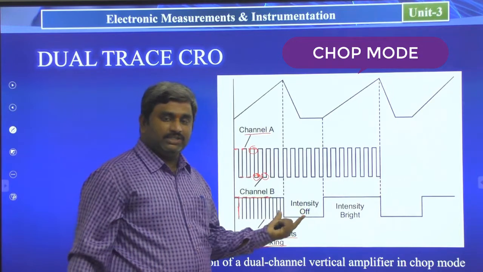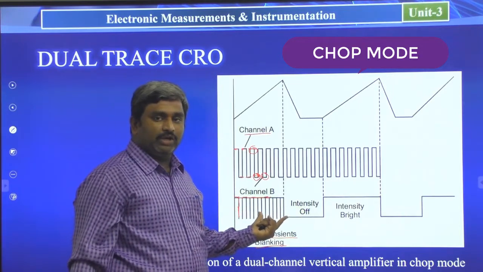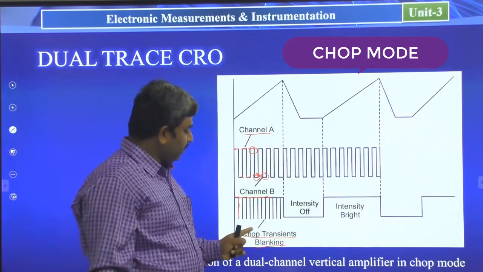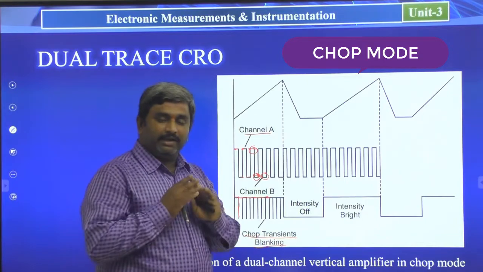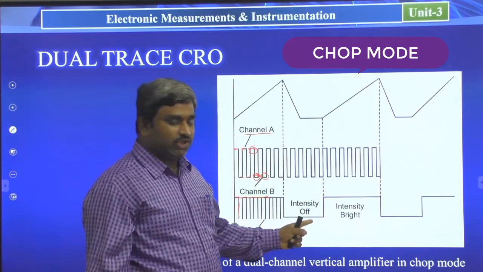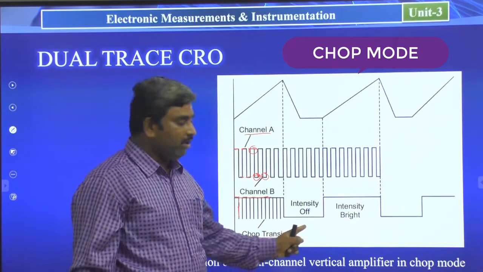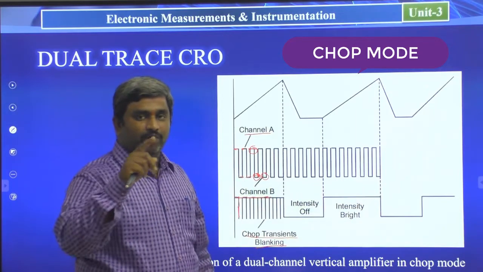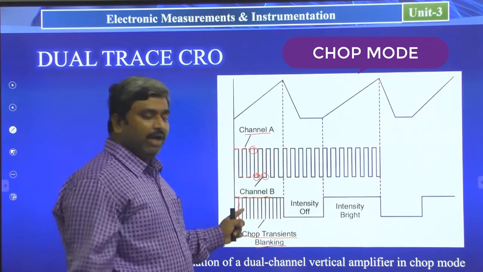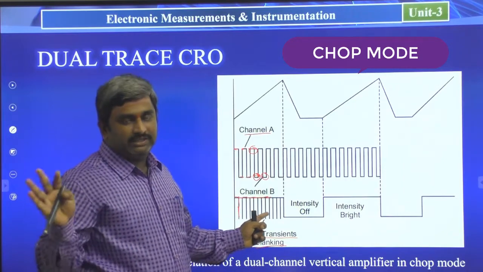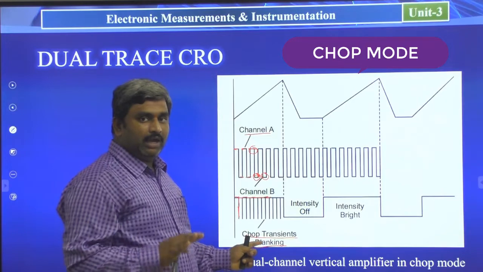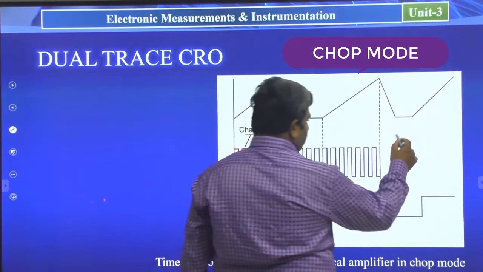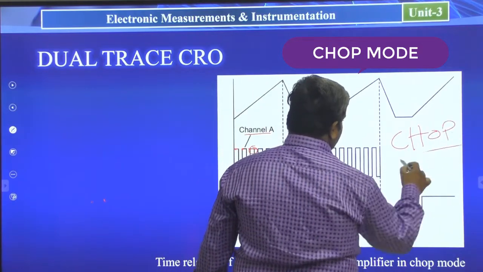Whenever the intensity is available, it will display channel A and channel B information for small segments. In between the segments you can see sharp transient blanking pulses, but they do not have any value. If the intensity is off, no signal is displayed here. If the intensity is very high, it seems like a continuous waveform. If moderate intensity is available, then it shows the sharp transient blanking pulses in this waveform. So this is the chop mode.